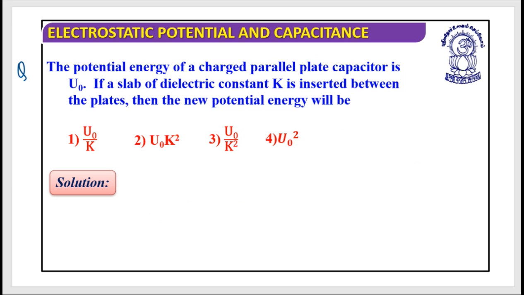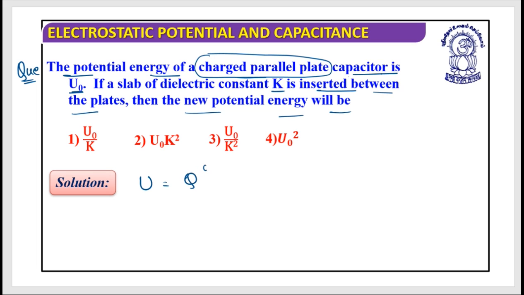What they say is that the potential energy of a charged parallel plate capacitor is U naught. If a slab of dielectric constant K is inserted between the plates, then the new potential energy will be. So the capacitor is charged already, but they have not said that it is connected with the battery. So I assume that it has been disconnected from the battery. So initially my energy was Q square by 2C.